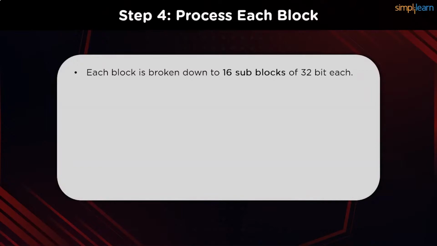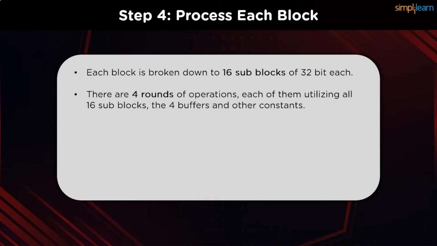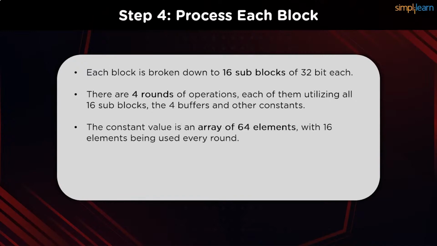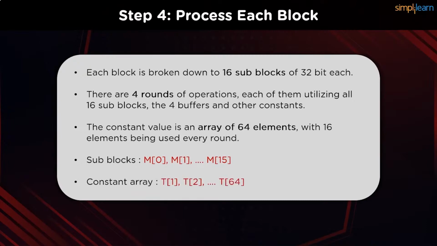we can divide each of these 512-bit blocks into 16 further subblocks of 32 bits each. For each of these subblocks, we run 4 rounds of operations having the 4 buffer variables A, B, C, and D. These rounds require other constant variables as well, which differ with each round of operation. The constant values are stored in a random array of 64 elements. Since each 32-bit subblock is run 4 times, 16 such subblocks equal 64 constant values needed for a single block iteration. The subblocks can be denoted by the letter M, and the constant values are denoted by the letter T.